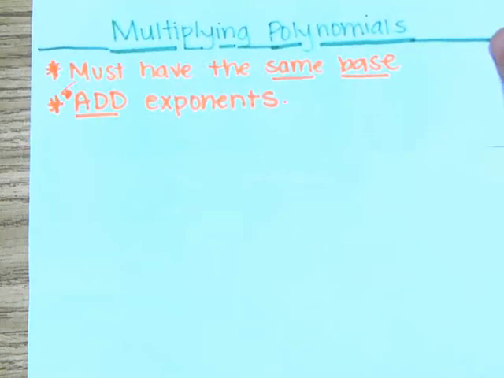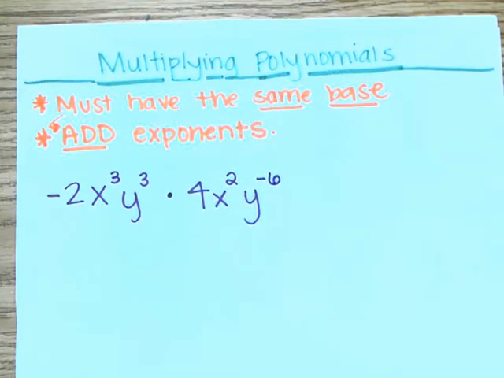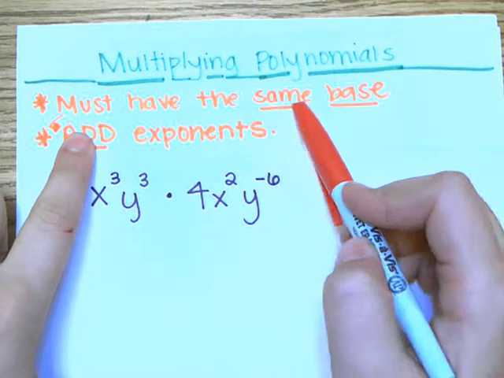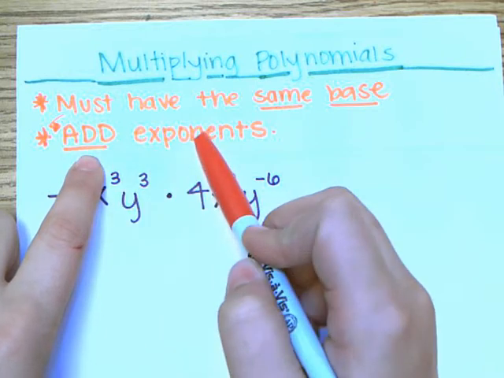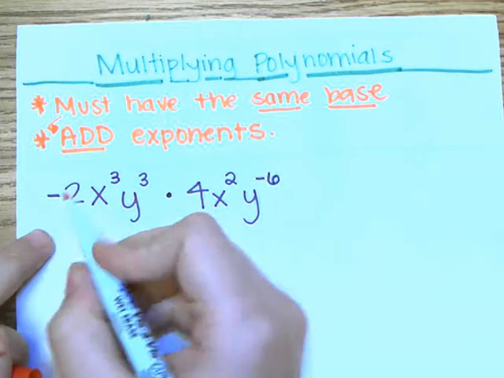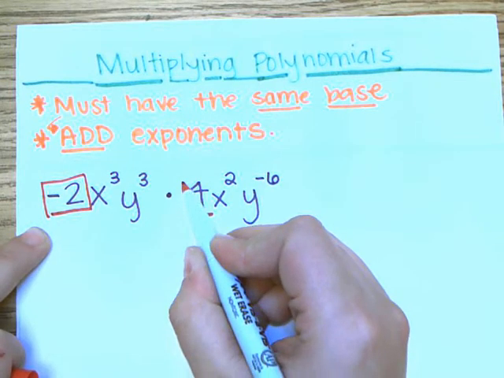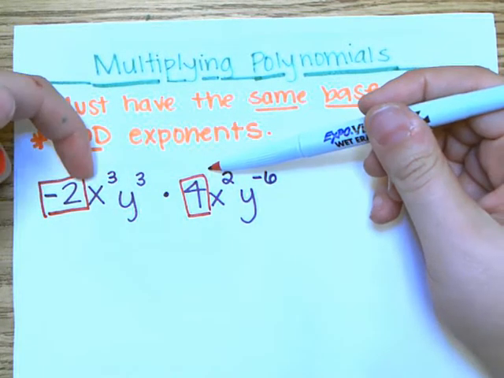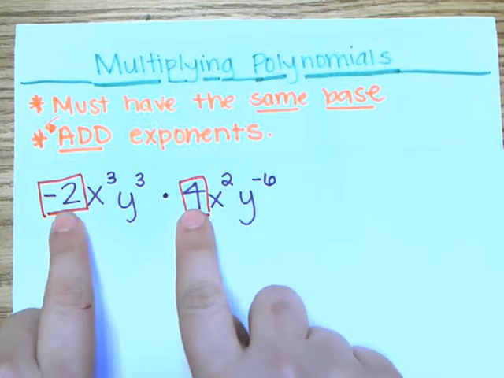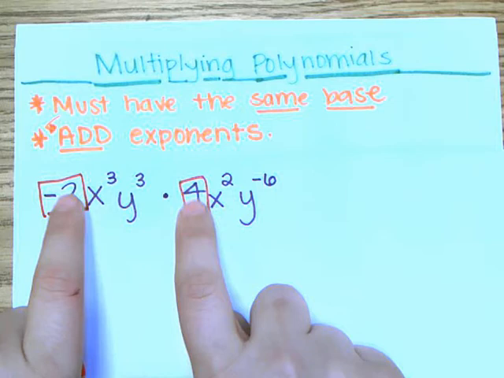Our next rule is when multiplying polynomials. So for example, when we're multiplying polynomials, they must have the same base. And when they do, we're going to add the exponent. So this negative 2 here and this positive 4 here, those are not bases. They do not have an exponent. They are coefficients. They're the numbers being multiplied by the variables.